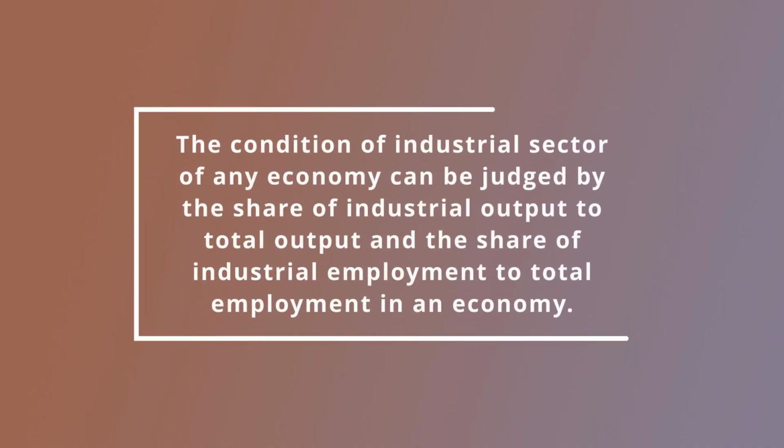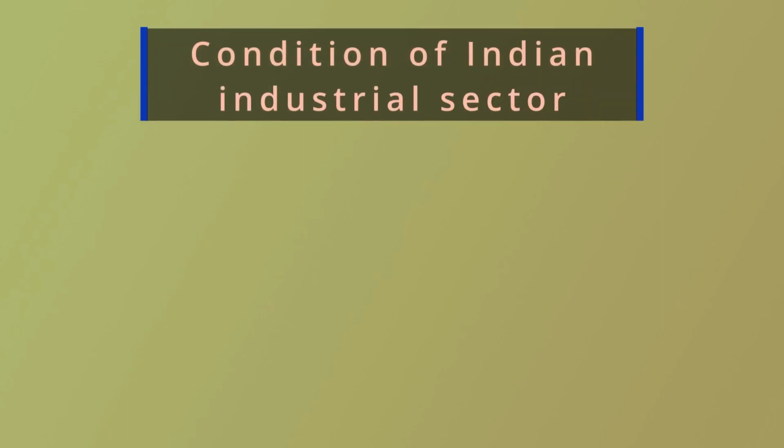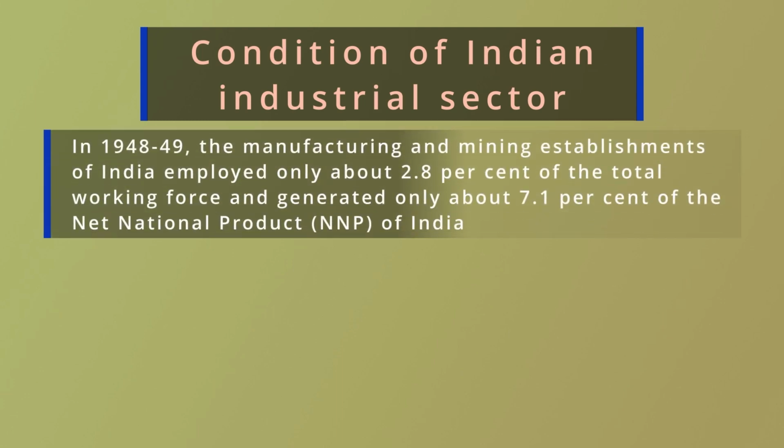Now we shall concentrate our attention on the industrial sector at the time of Indian independence. The condition of the industrial sector of any economy can be judged by the share of industrial output to total output and the share of industrial employment to total employment in an economy. If you look into these features during 1948-49, we'll find that only 2.8% of the Indian workforce were employed in the industrial sector, and only 7.1% of India's net national product was contributed by the industrial sector.